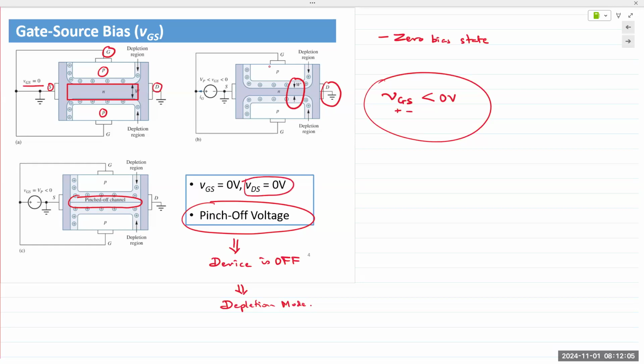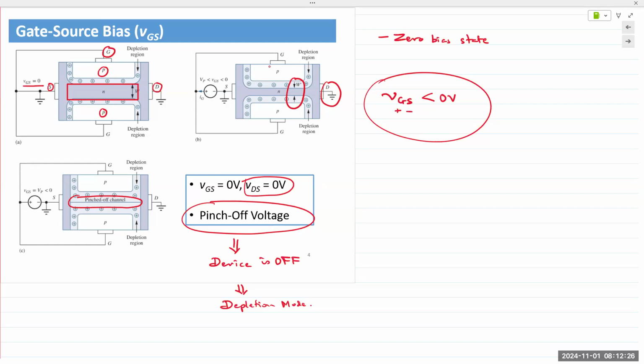We apply an increasingly negative voltage at the gate. The depletion region increases. At some point, both of the depletion regions meet up, and then we say the channel is blocked off or the channel is pinched off. Okay, so that is one case where the channel is pinched off.